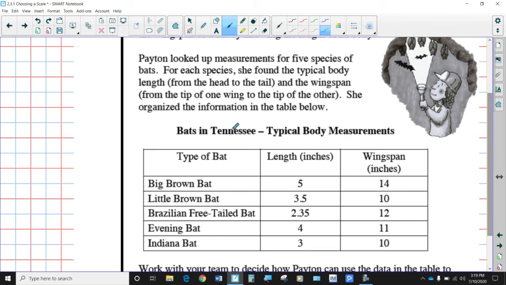So bats in Tennessee, they have a lot of caves in Kentucky and Tennessee in the Appalachian Mountains, and I imagine they have a few bats there.